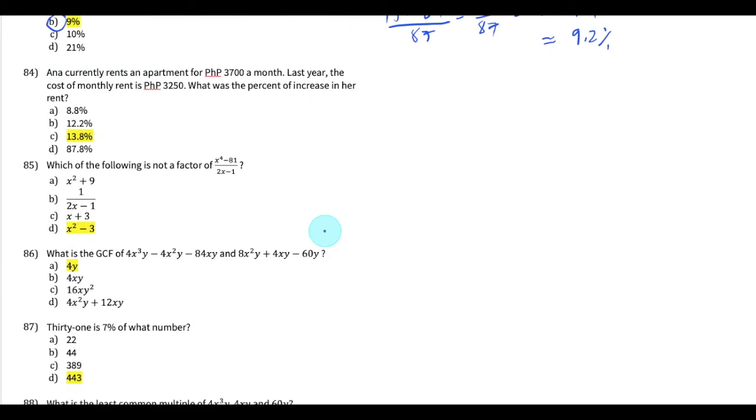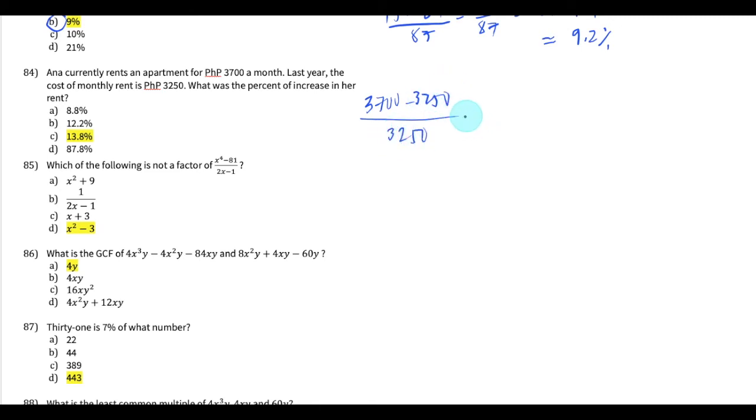Okay, 84. Anna currently rents an apartment for 3,700 a month. Last year, the cost of monthly rent is 3,250. What was the percent of increase in her rent? So, parang pareho lang sa kanina. We have current minus previous. Ano pang divide mo dyan? Dapat yung previous. Kasi tinitingnan mo yung pag-increase niya.